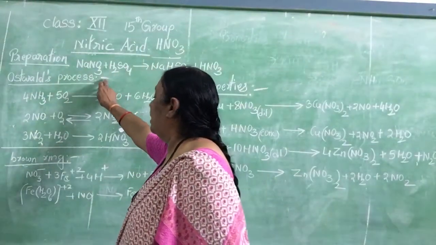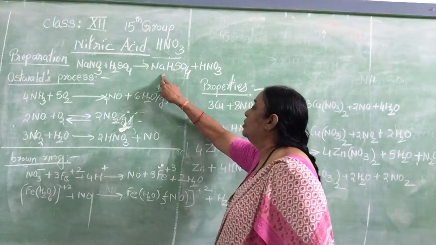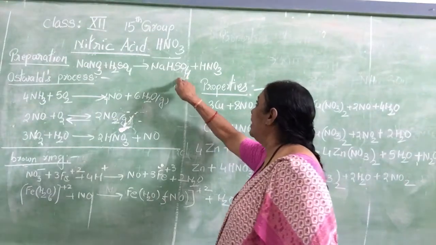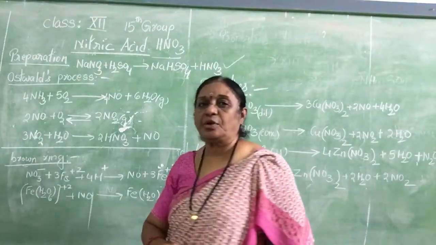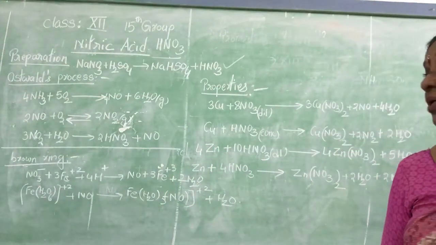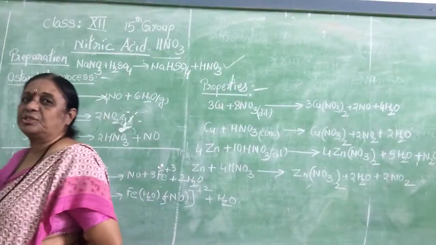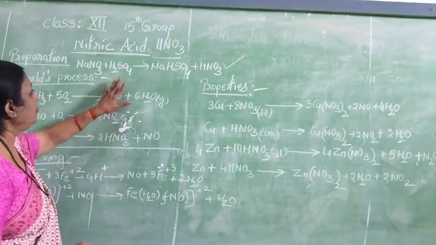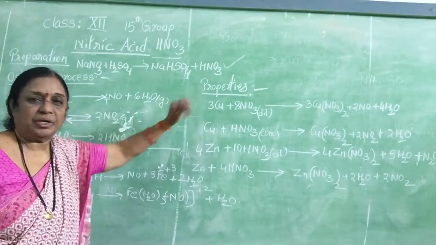Sodium nitrate, when it is treated with H2SO4, gives sodium hydrogen sulfate, and HNO3 is formed. That is the lab preparation of nitric acid. Clear, children? How will you prepare? Sodium nitrate, when it is treated with H2SO4, we will have sodium bisulfate and HNO3.